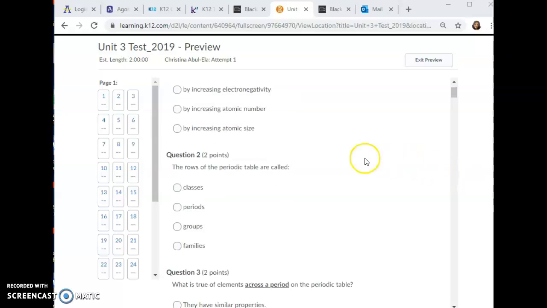Question 2. The rows of the periodic table are called classes, periods, groups, families.